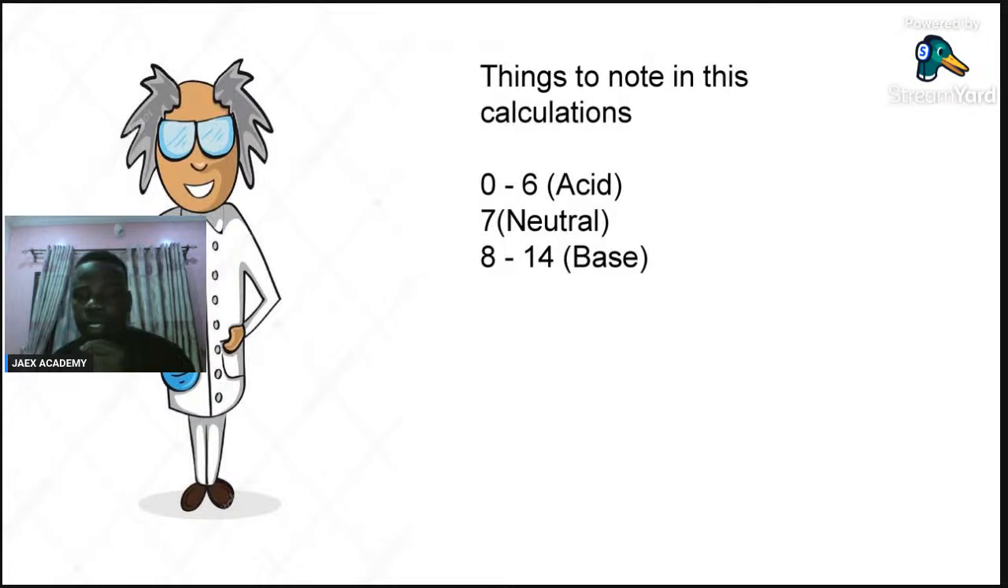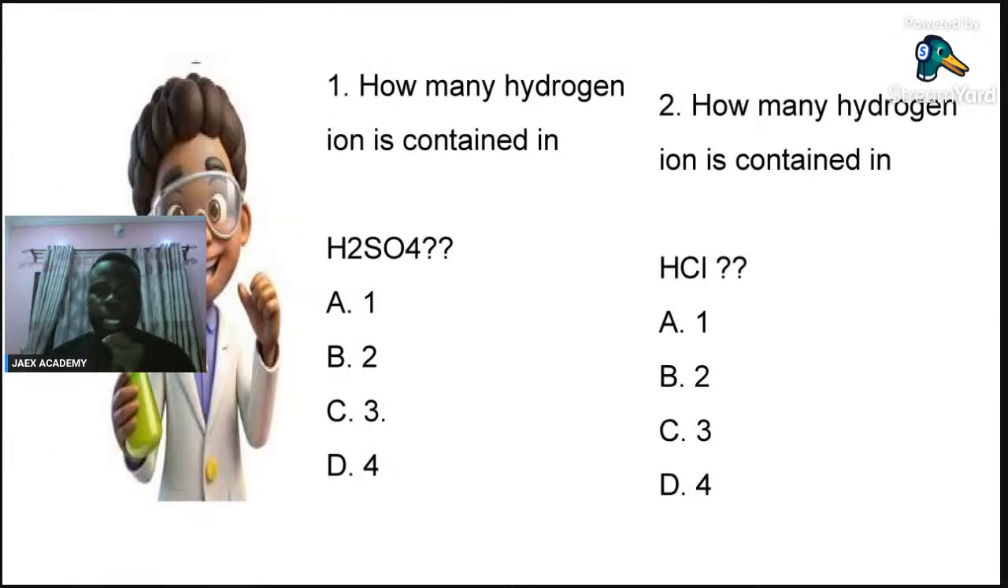Now let's start looking at some calculations. Gradually, my friends, we are looking at some calculations. So let's look at the next slide. The next slide is a little quick question for us to answer. Number 1, how many hydrogen ions are contained in H2SO4? Write number 1, then comment your answer.